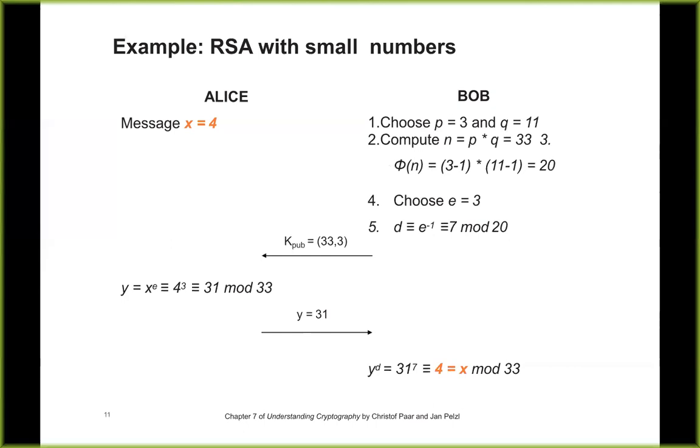Is there any correlation between P being 3 and E also being 3? P is 3, and what was the other thing? E is 3? No. P is usually huge, like 512 bits. E is often as small as 3. Another popular number is 65537. Relatively small numbers. But P and Q should be huge, like these days, at least 1,024 bits.